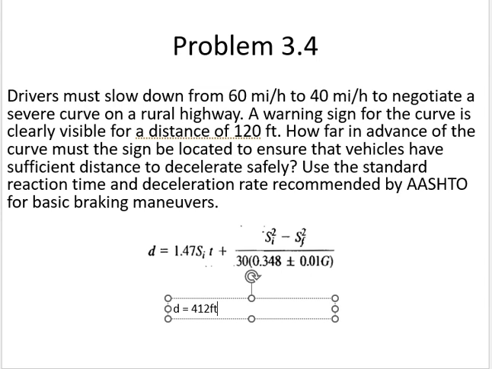Okay? He has to go from 60 to 40. He will look at the sign from 120 feet and start decreasing. And the total distance he needs is 412 feet. So the sign must be how much? 292 feet before the curve. So when he sees it from 120 feet, he has enough distance to go to 40. Okay? Clear? Any questions?